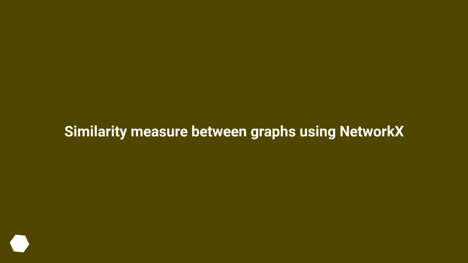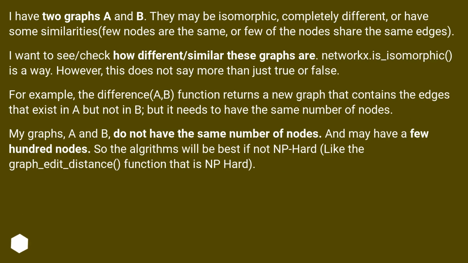Similarity measure between graphs using NetworkX. I have two graphs A and B. They may be isomorphic, completely different, or have some similarities. Few nodes are the same, or few of the nodes share the same edges. I want to check how different or similar these graphs are.